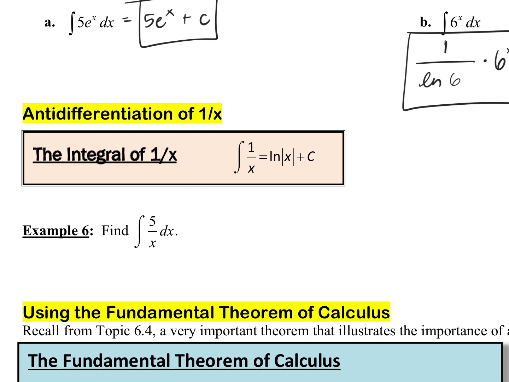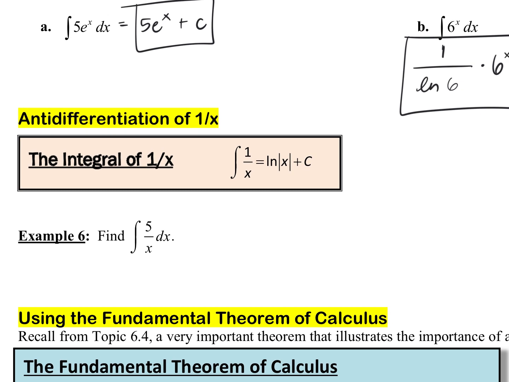Last formula here that we'll talk about today and we'll get practice with again next class. If I have the integral of 1 over x, the integral of 1 over x is the natural log of the absolute value of x plus c. So if I have 5 divided by x dx and I'm taking the integral of that, my answer would just be 5 times the natural log of absolute value of x plus c.